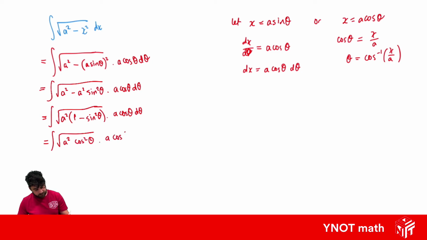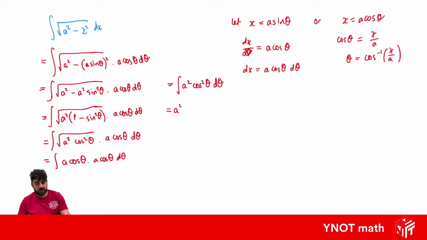Times a cos theta d theta. Now the square root of a squared cos squared theta is just going to be a cos theta times a cos theta d theta. Then we're going to have the integral of a times a, which is a squared, cos theta times cos theta is cos squared theta d theta. We can take the a squared outside the integral because it's a constant, because we're integrating with respect to theta. So we're just going to have a squared outside of the integral of cos squared theta d theta.